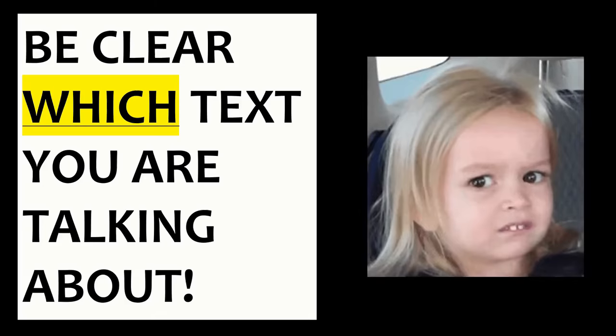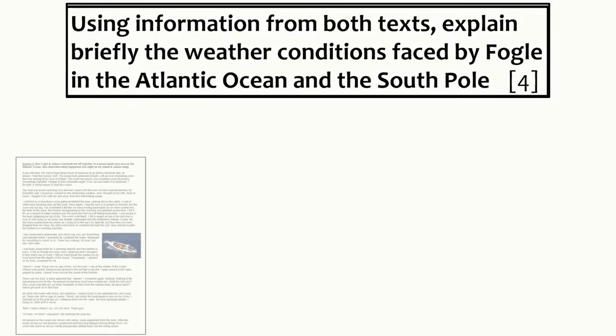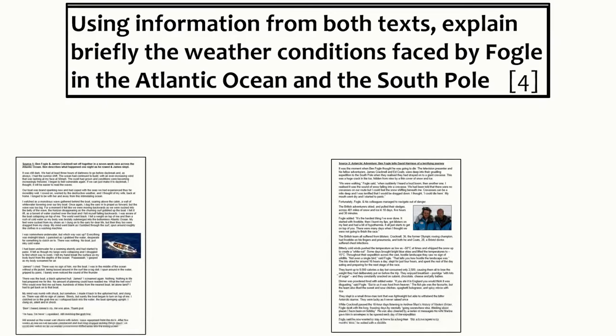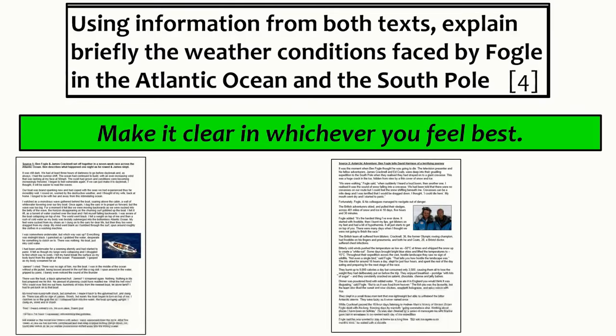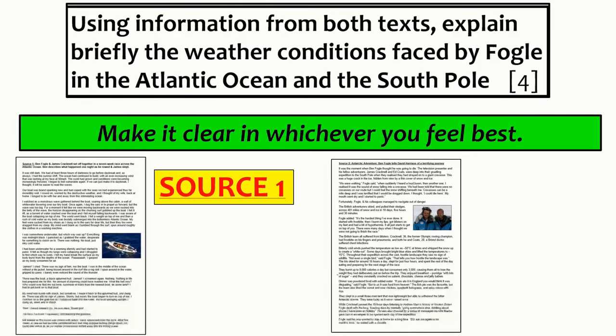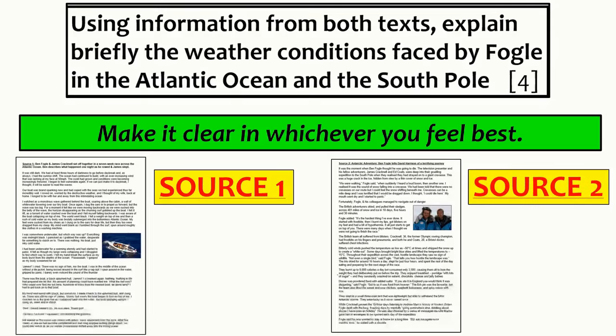Be clear which text you're talking about. The biggest thing that students do wrong in 5 and 6 is they don't make it clear which extract they're talking about. If you don't make it clear to the examiner, you'll get a big fat 0. Okay, so remember there's 2 extracts then. Make it clear whichever way you feel best. So you could put source 1 or source 2. In a real exam where it's 2 extracts from 2 different people, you could use their surnames or just use your common sense in any way to make it clear.